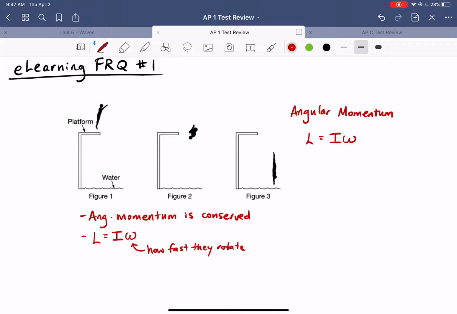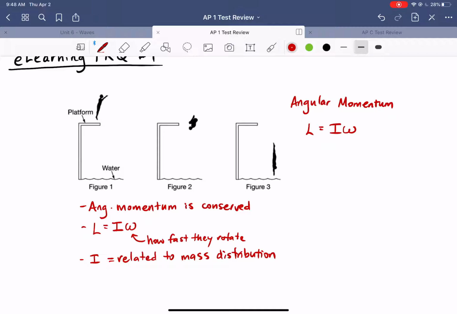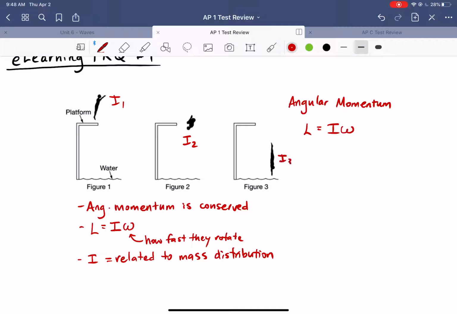Okay, so the next thing we want to address is how the moment of inertia changes from figure 1 to figure 2 to figure 3. So you want to say something that demonstrates that you understand how moment of inertia is related to mass distribution. And what this means really is that as the mass of an object moves closer to the axis of rotation, the moment of inertia decreases. The farther away the mass is from the axis of rotation, the larger the moment of inertia. So in figure 2, moment of inertia, I'll call this I2, let's call this I1 and I3. I2 is going to be less than I1 or I3 because the mass of the diver is closer to the axis of rotation.